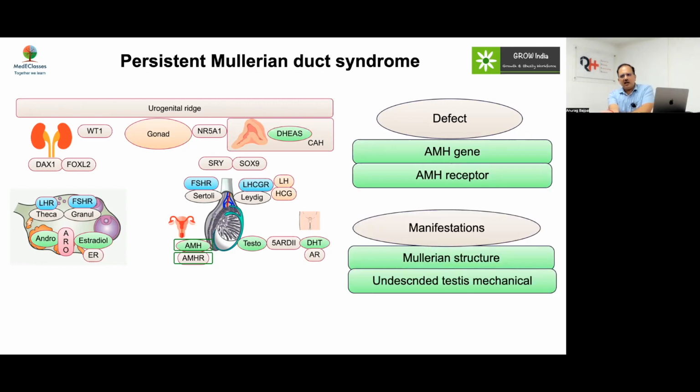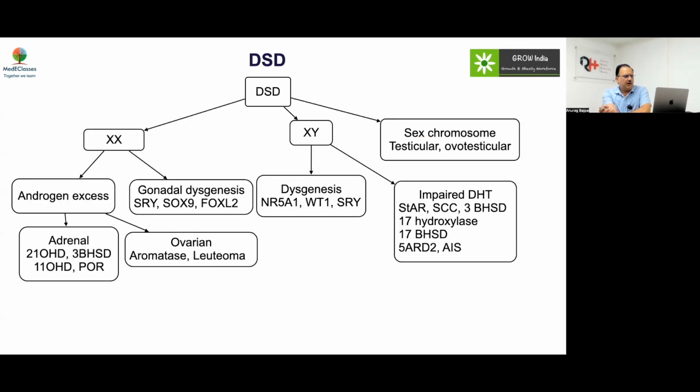Mullerian structures will be there. You will have a mechanical cause of undescended testis in that regard. So, we have discussed a lot about this dysgenetic process and the loss of testis subsequently because of the problem in terms of vascular insult. The next, of course, is impaired DHT effect.